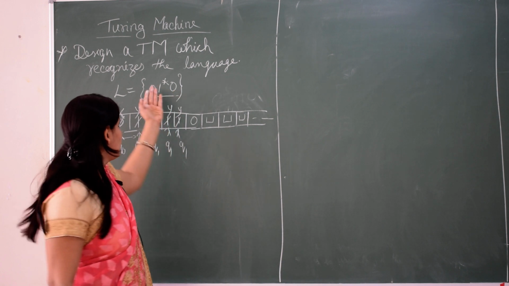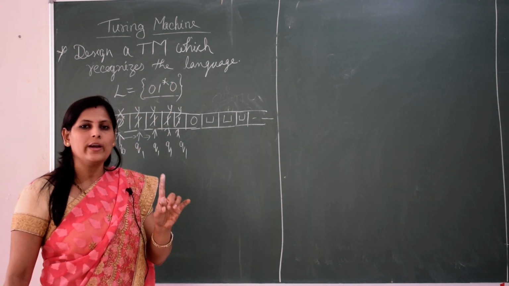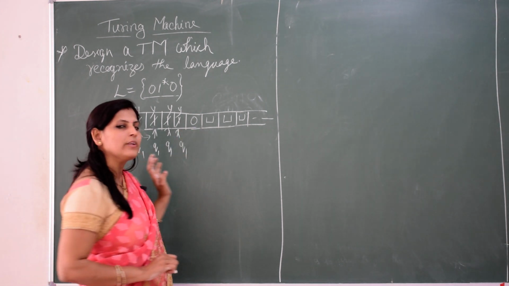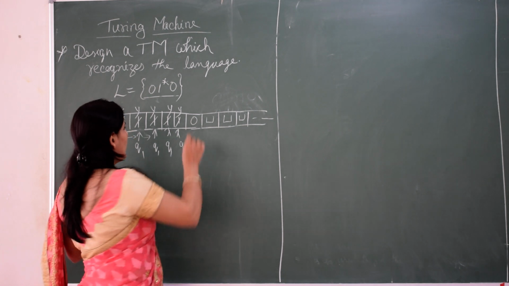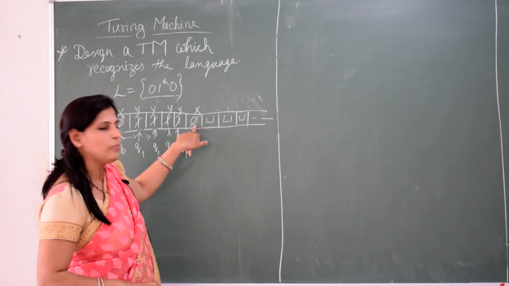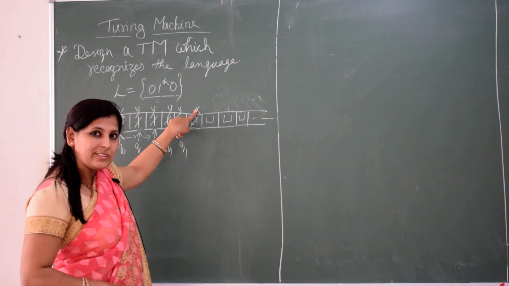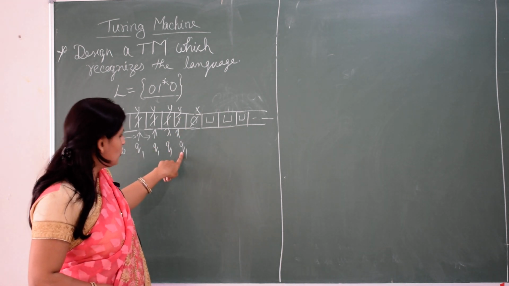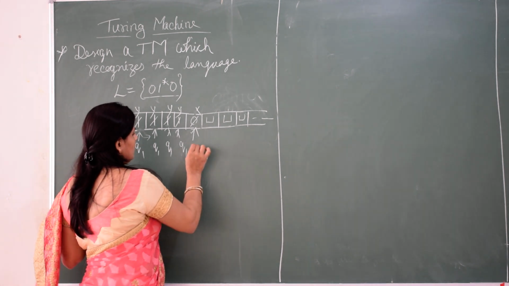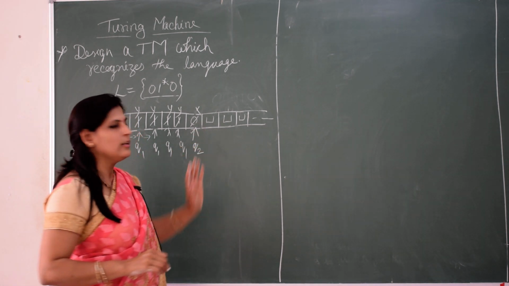At last, according to this, I should have only one 0. Next we have 0, so I'll convert it with X. By reading 0, I have converted it into X. When we have converted it into X, from Q1 it will go to some other state, because it's reading another input, that is Q2.